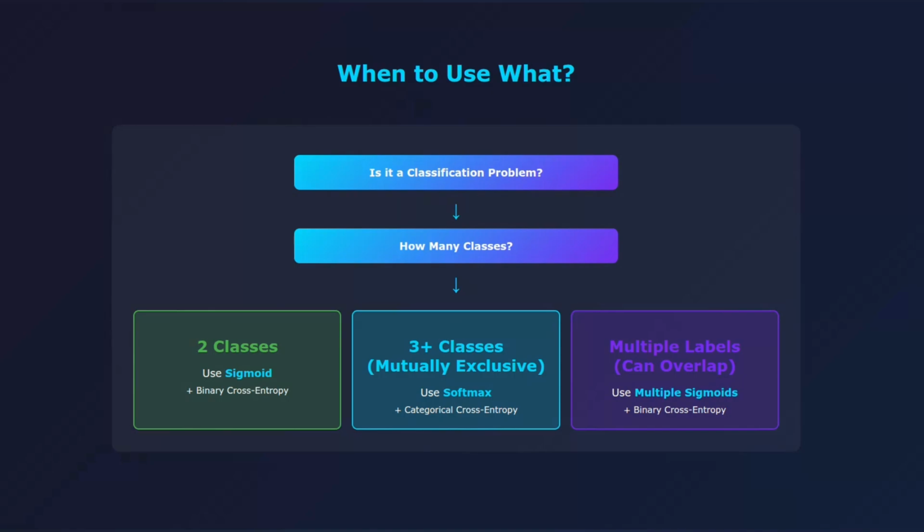If it's three or more classes and they're mutually exclusive, use Softmax with categorical cross-entropy loss. If classes can overlap, like multi-label classification, use Sigmoid on each output neuron independently.